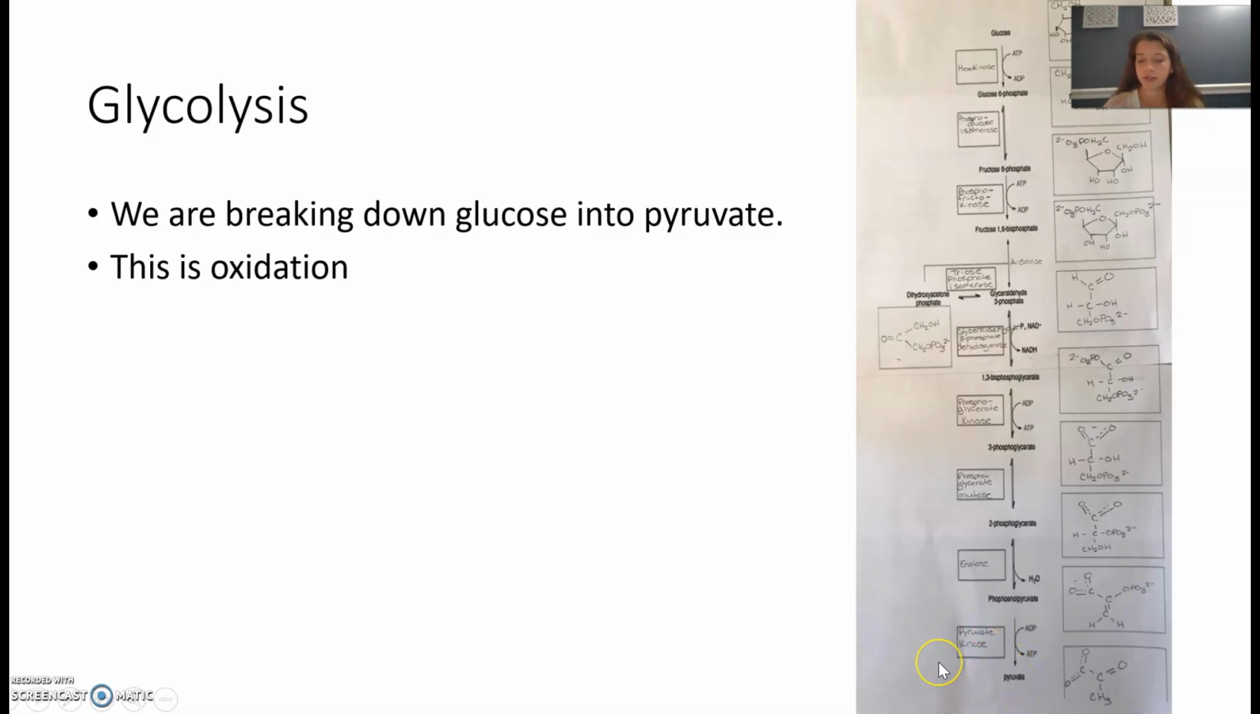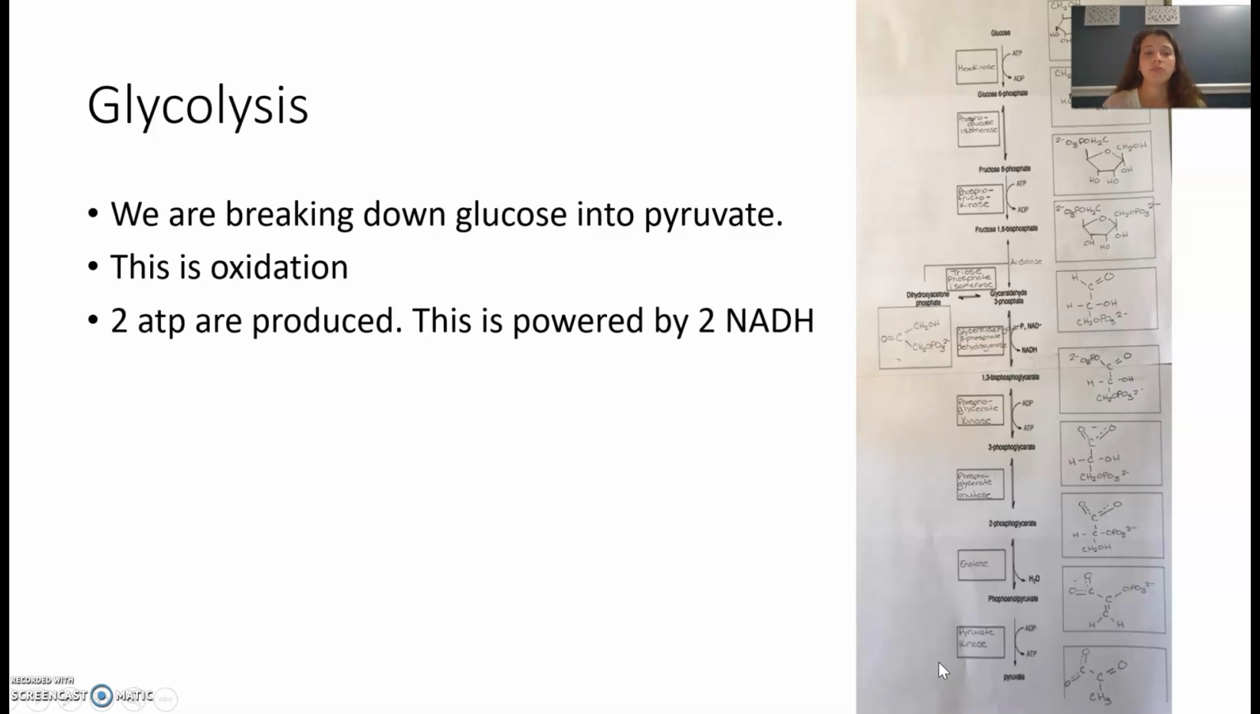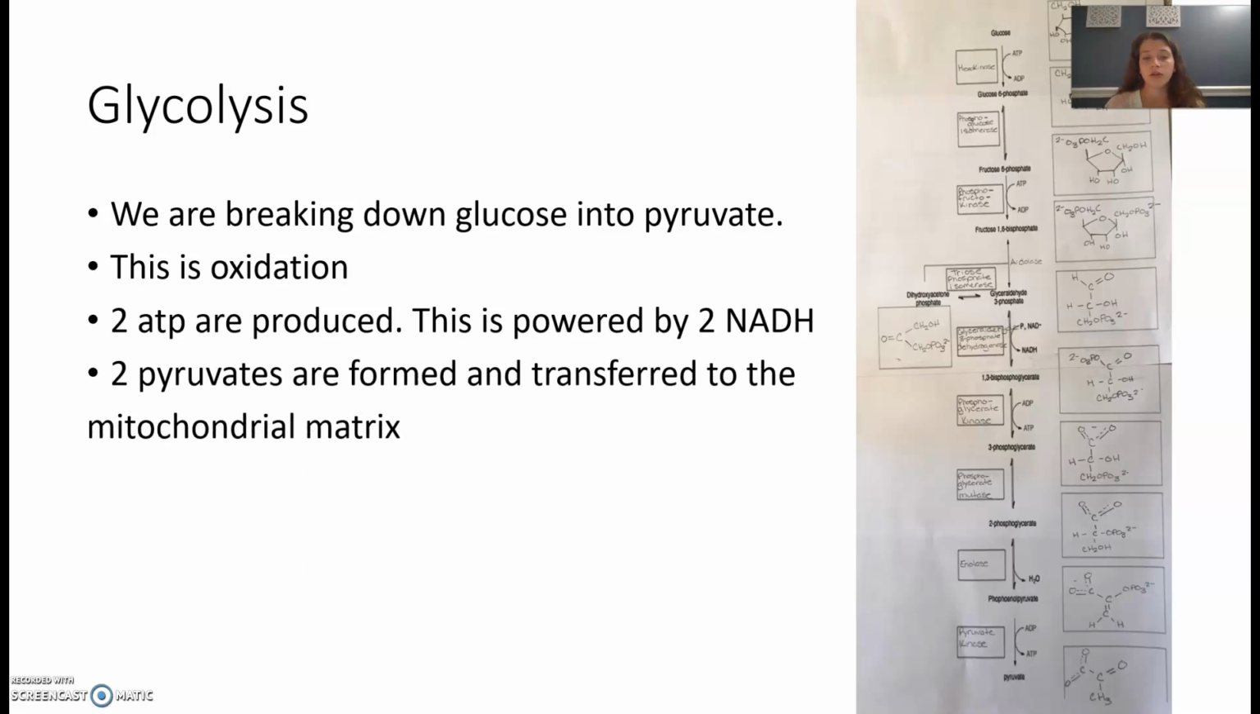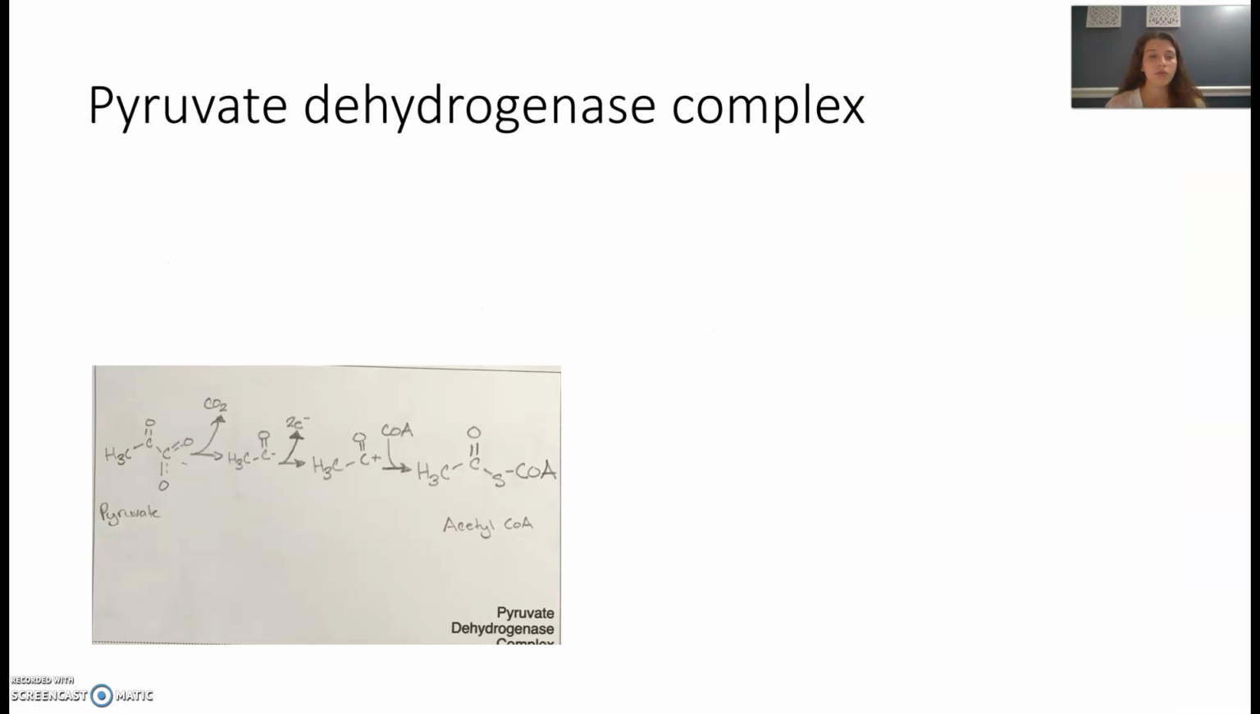We actually have two pyruvates. So 2 ATP are in turn produced. It's actually 4, but we use 2, so then 2 are produced. And this is powered by 2 NADH. So the 2 pyruvates are formed, and then they're transferred to the mitochondrial matrix. And then we find ourselves in the pyruvate dehydrogenase complex.